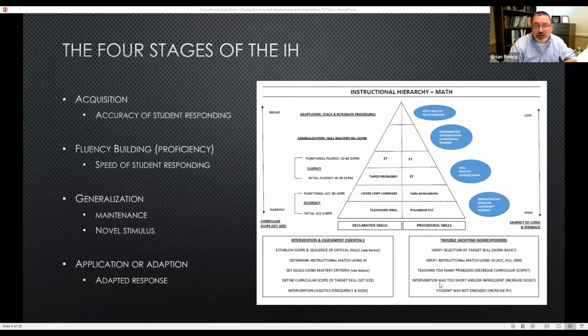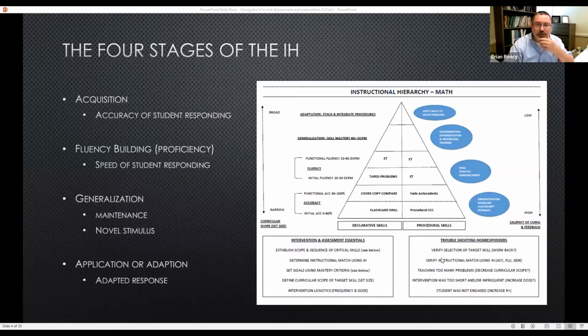Another issue is you don't really intervene enough with the student, so the intervention is too short or infrequent. And lastly, if a student's not engaged, they're not learning. Again, we're going to talk about this in conjunction with the individual interventions, but also, at the end, when I go through this case study, I'll show how I used these concepts to problem solve.